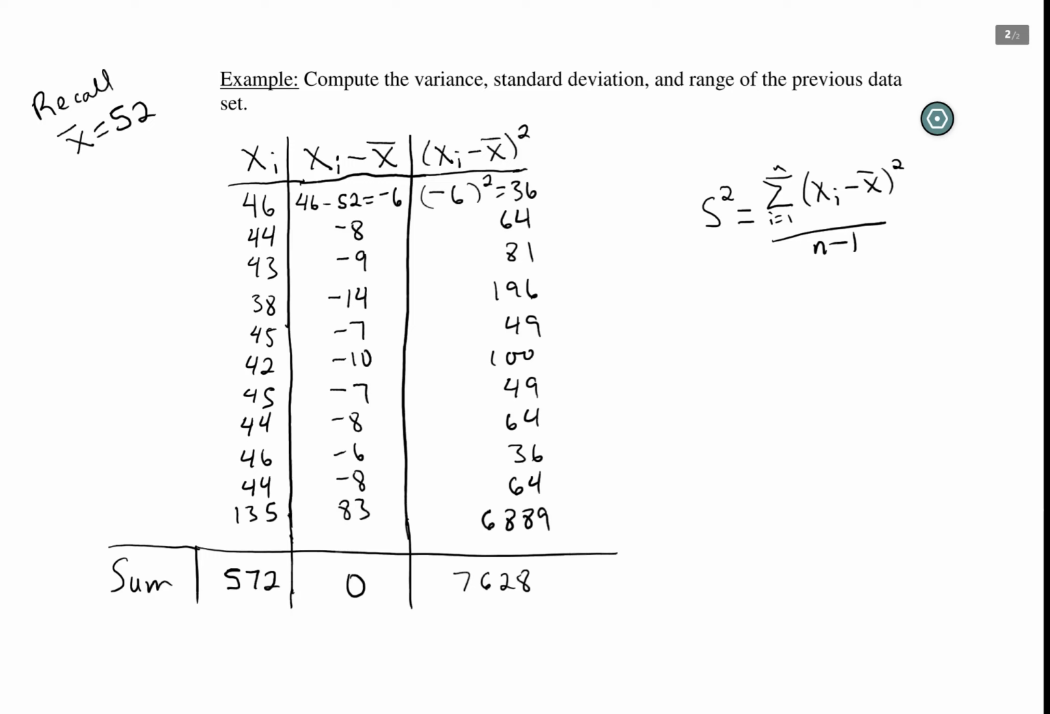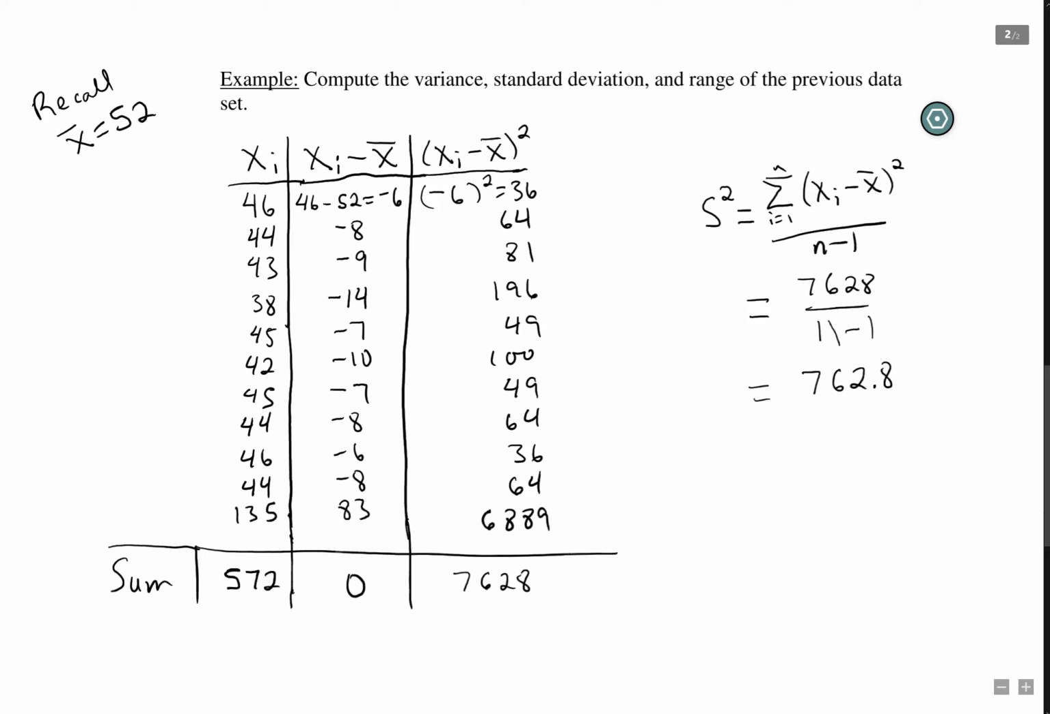Okay, so s squared is what we want to compute. I'm going to look at the sum of the squared deviations, that's 7,628, and divide that by n minus 1. Again, n is 11. Let me check: 1, 2, 3, 4, 5, 6, 7, 8, 9, 10, 11. So 11 minus 1, and I have 7,628 divided by 10. That works out nicely: 762.8.